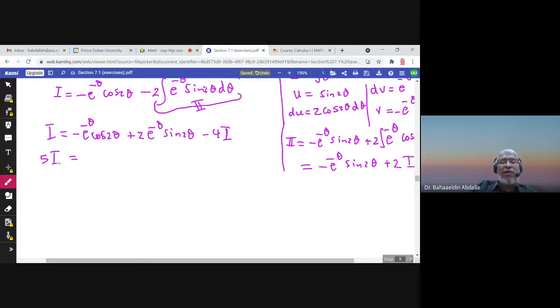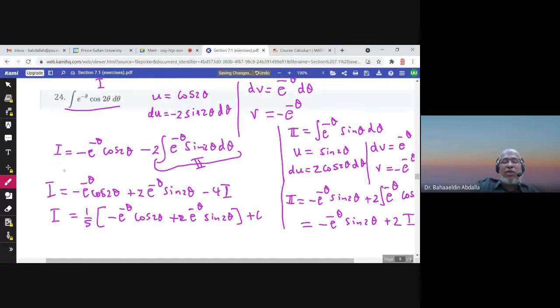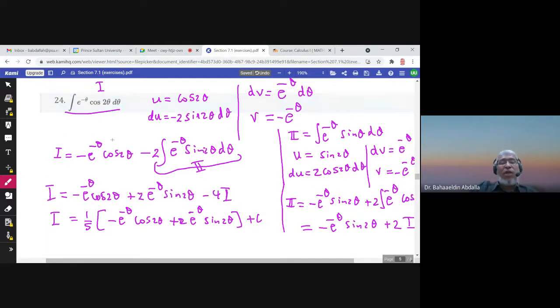And then I can write that I is 1 over 5 times this one. Okay, so I would be 1 over 5 times negative e to the power negative theta cosine 2 theta plus 2e to the power negative theta sine 2 theta, plus c. So this would be the integral of e to the power negative theta cosine 2 theta.